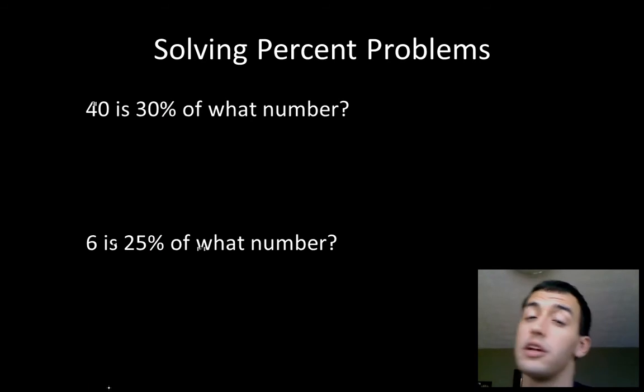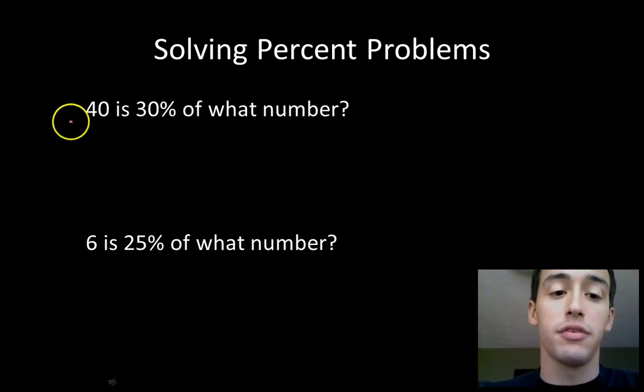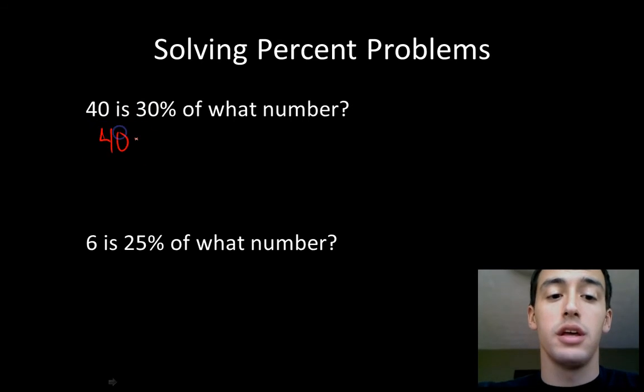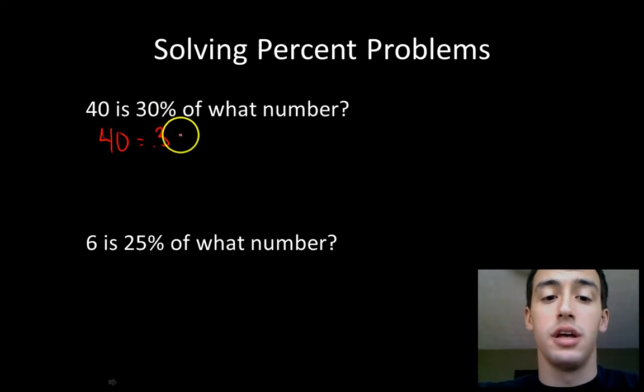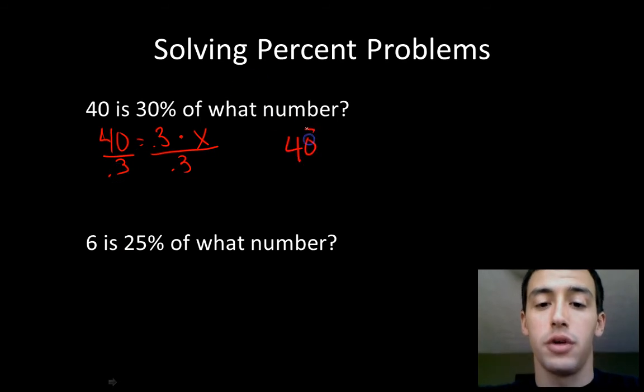All right, these problems are a little bit different. Remember, the what number or what percent is in a different place. So here we go, left to right still. 40 is 30% of x. 40 is 30% of what number? x. Here we divide by 0.3, so you get 40 divided by 0.3. Move that decimal over once, move the inside decimal over once.